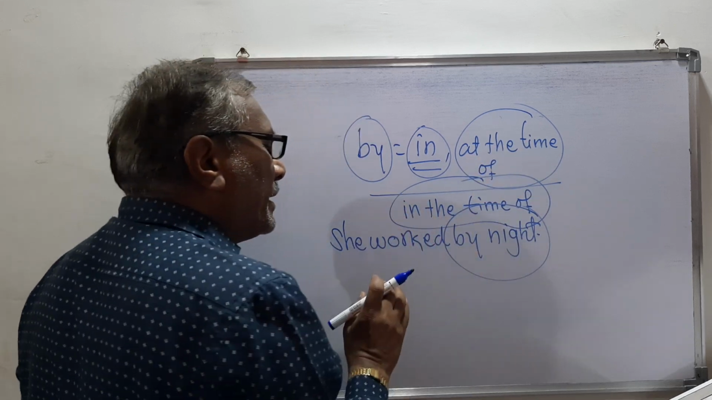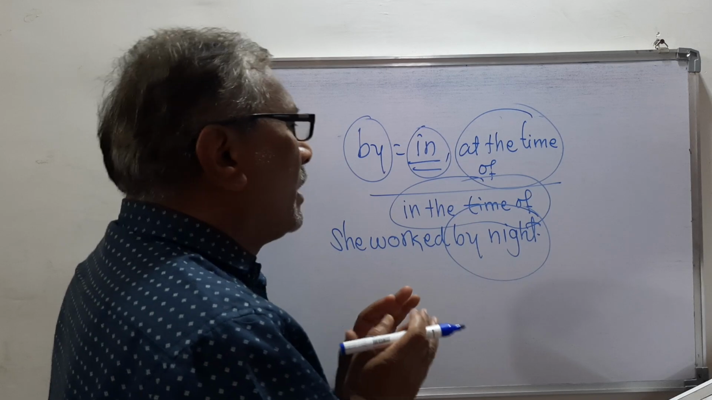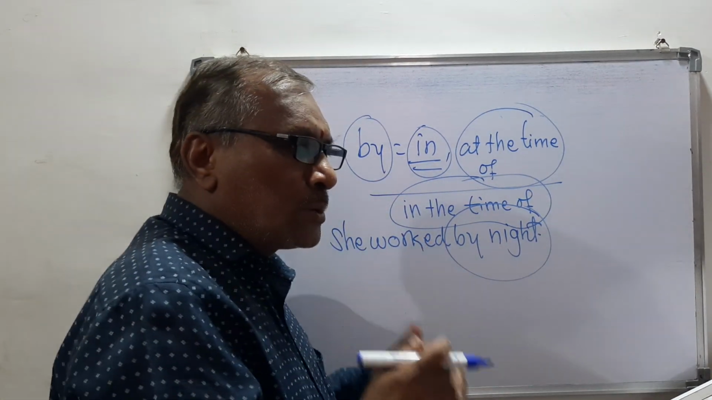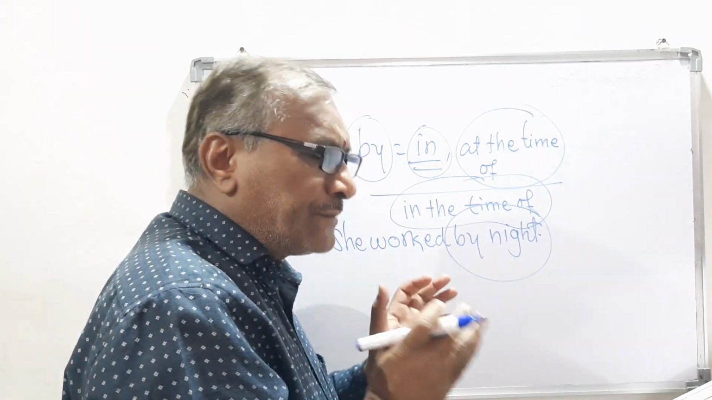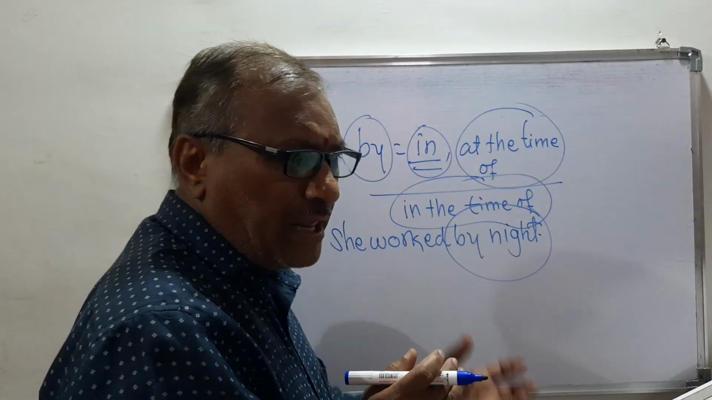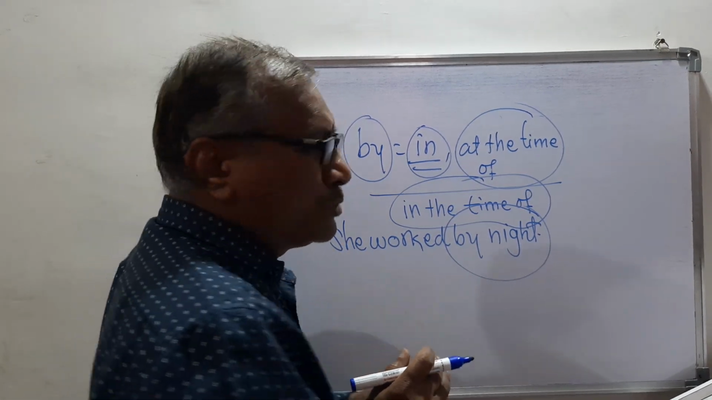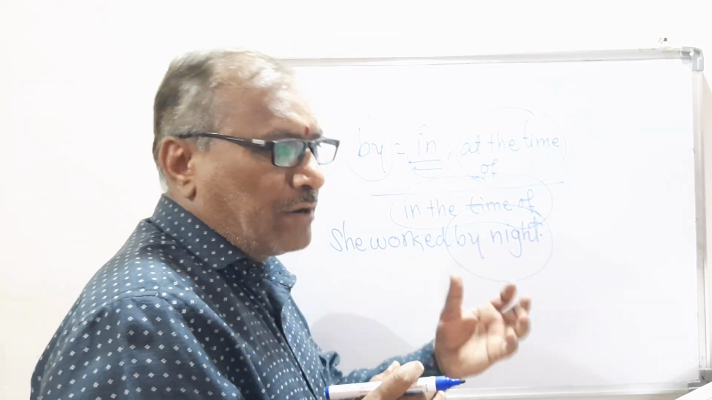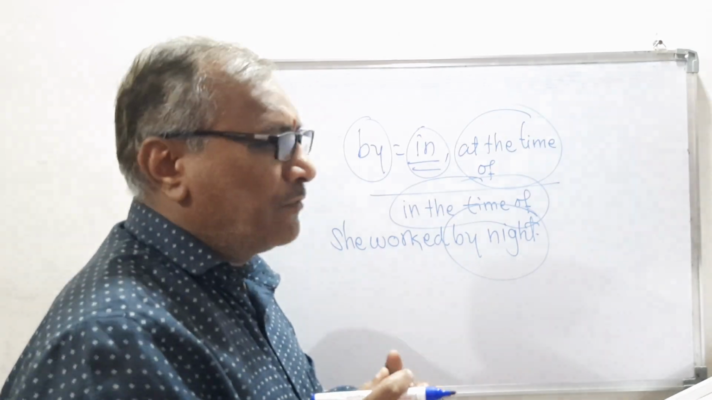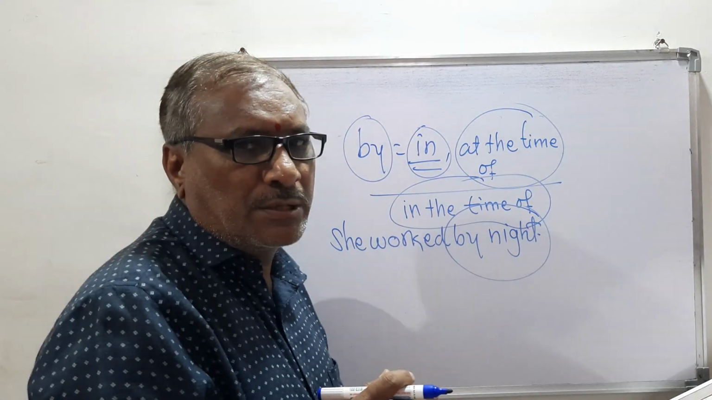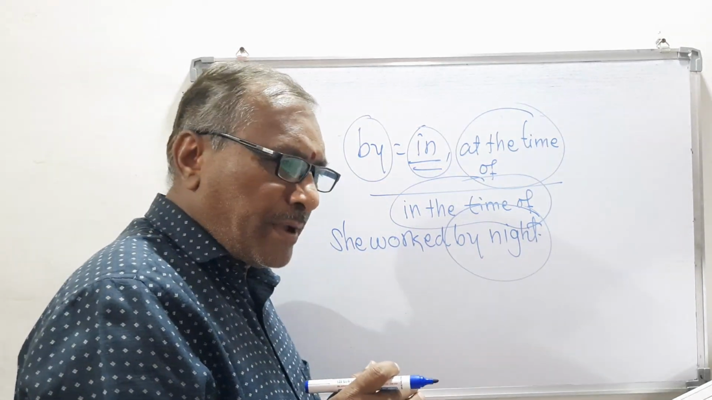So remember, here today we have seen the preposition by, and we have seen the different type of rules and regulations, or the meanings of the preposition, means how the by preposition is used when we talk English, when we write English and speak English. So this video is made by me for you.